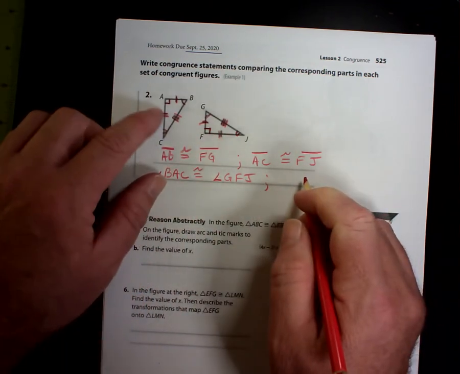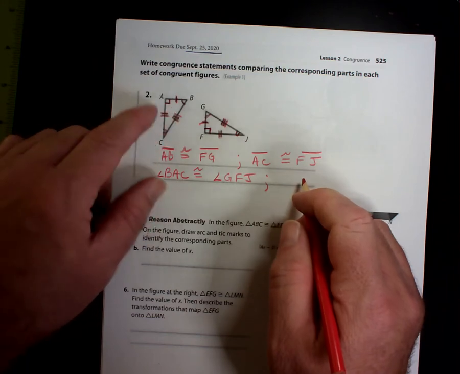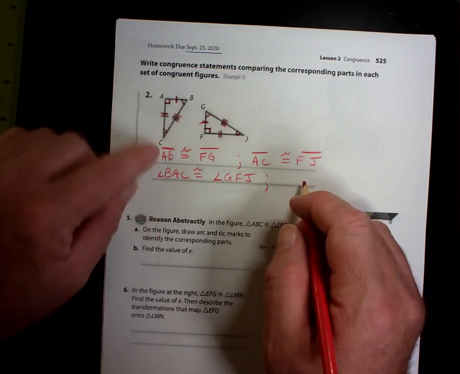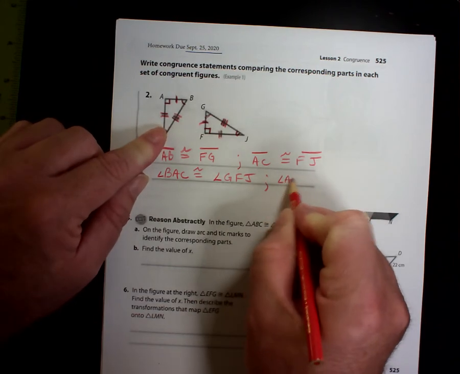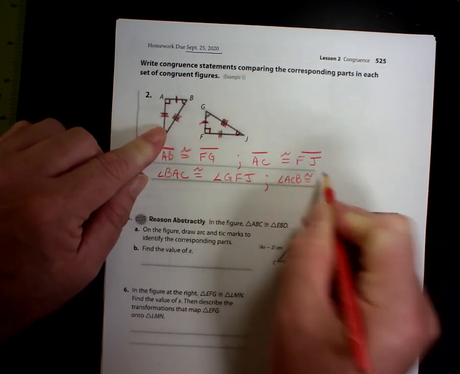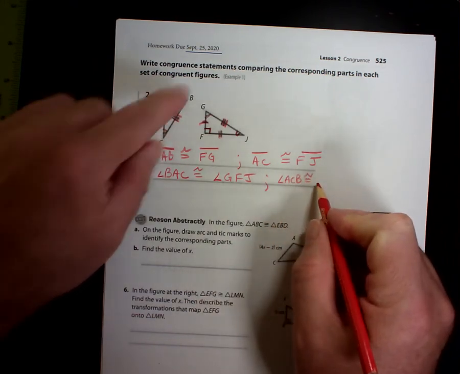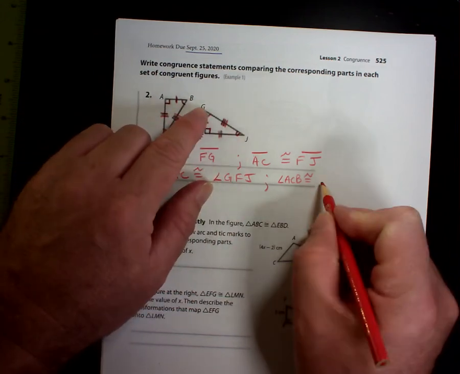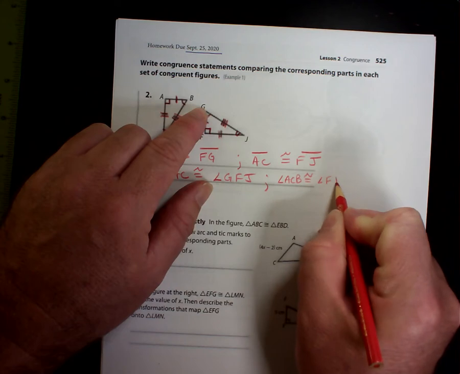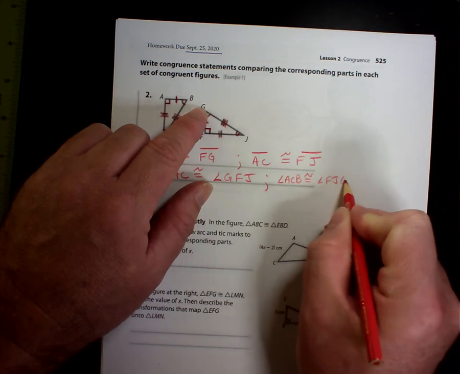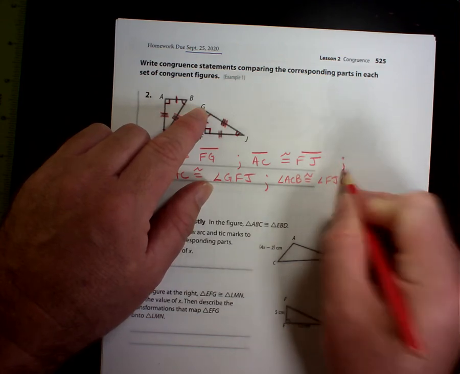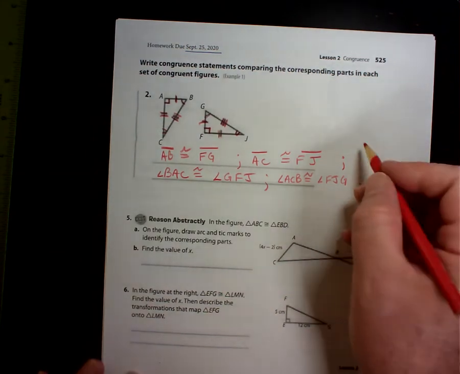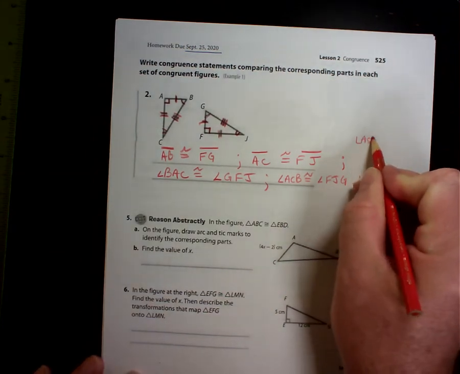Here I haven't done this double arced one yet, ACB. It is congruent to, you go to the 90, FJG. Okay, and then you have to do one more. For purposes of time, you do the last one.